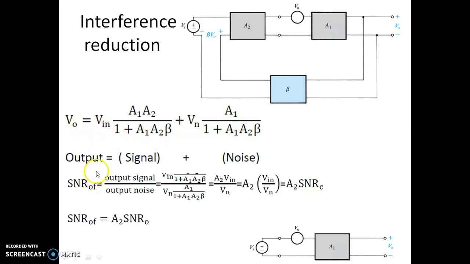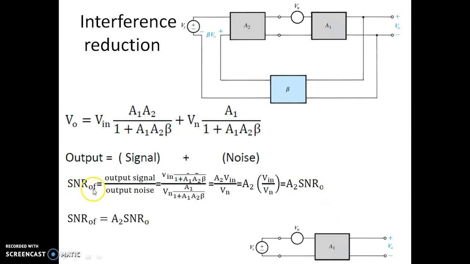If we take the ratio of signal to noise, it happens to be A2 times Vs by Vn, where Vs by Vn happens to be the signal to noise ratio at the output without the feedback network. So this is again SNRO, which is due to the amplifier A1 only. Here Vs and Vn are both amplified by A1 times, so the ratio of signal to noise is Vs by Vn even at the output. So the signal to noise ratio at the output without feedback is this.